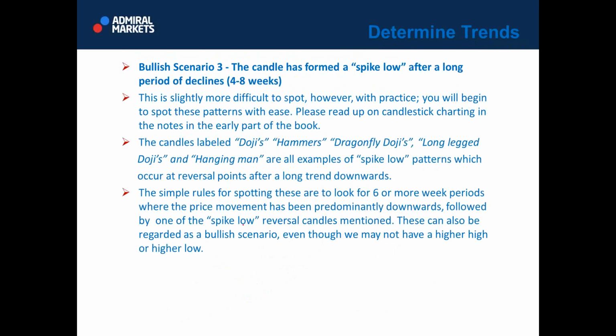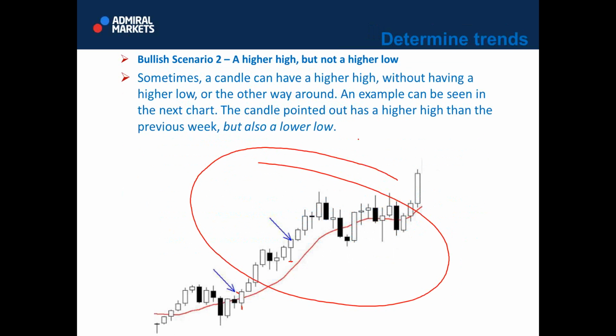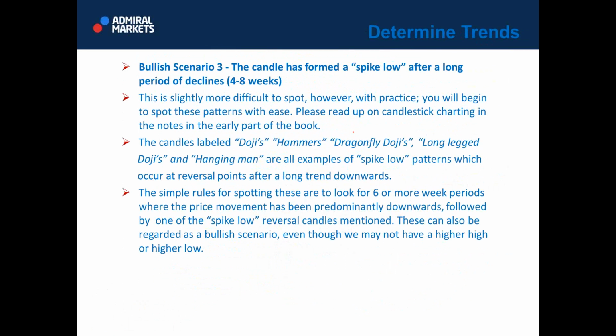And bullish scenario 3: the candle has formed a spike low after a long period of decline, 4 to 8 weeks. This is slightly more difficult to spot. However, with practice, you will begin to spot these patterns with ease. Please read up on candlestick charting in the notes in the early part of this book, the PPT. Candles labeled doji, hammers, dragonflies, long-legged are all examples of spike lows.